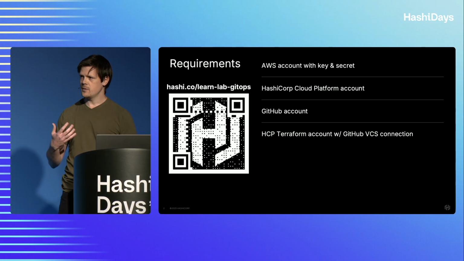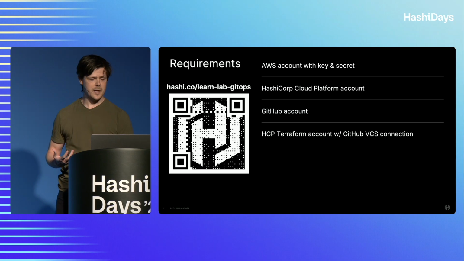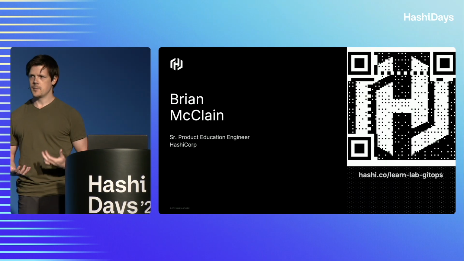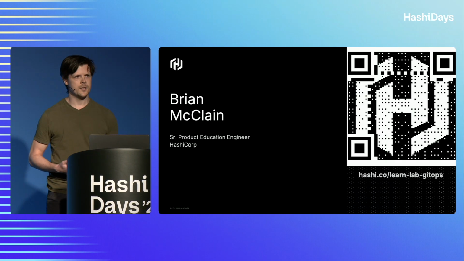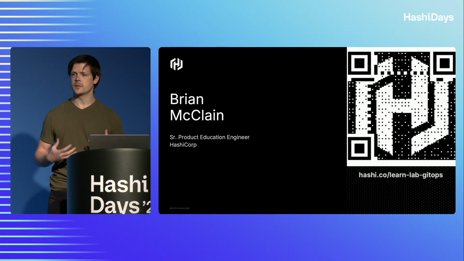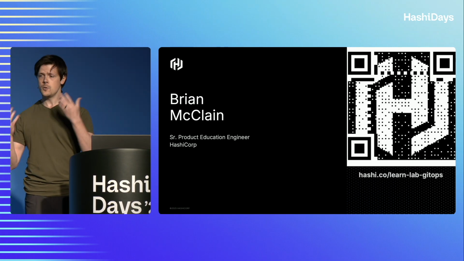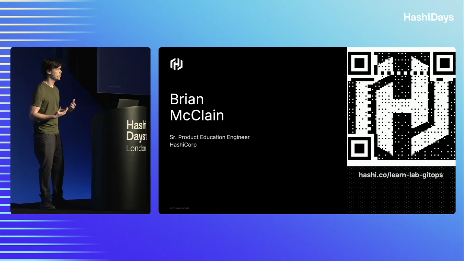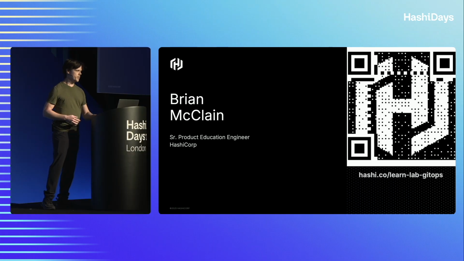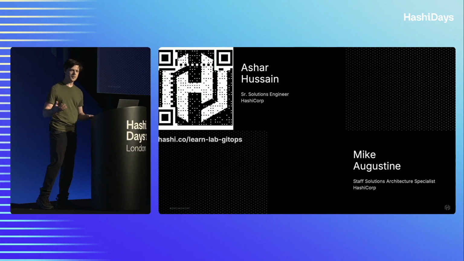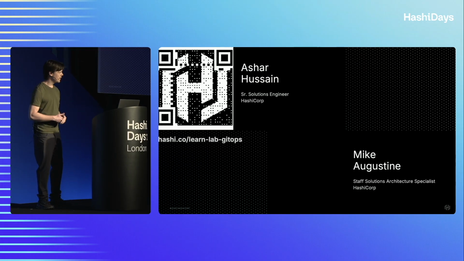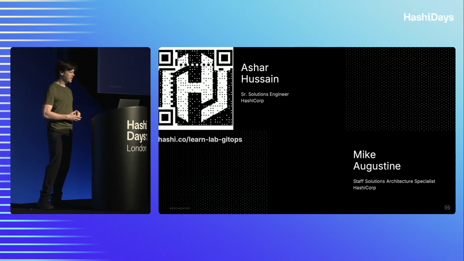But I want to introduce everyone who's involved in this lab today. My name's Brian McLean. I'm a product education engineer at HashiCorp, which means our team spends a lot of time thinking about how you, the user, can learn and grow your skills with our tools. With me today are two of my wonderful coworkers. We have Usher and Mike. I don't know if you guys want to raise your hand, they'll be at the front here.